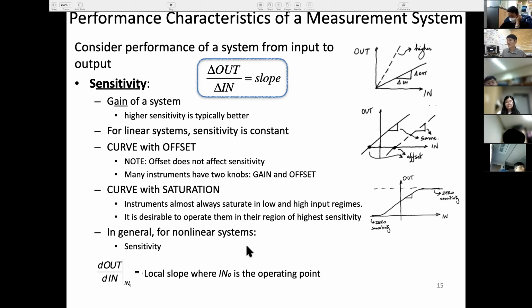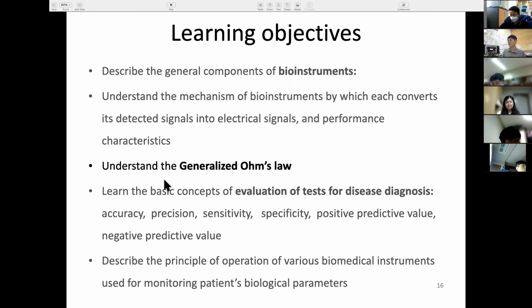So in general, every system is nonlinear. You are only finding a good, reasonable linear range and using it for your instrument. For a generalized nonlinear system, you will find the slope is changing depending on the input signal level. So you can define an instantaneous sensitivity: at, let's say, input sub-zero point, you can have this slope, and that local slope is the sensitivity at that position. Okay, that's a more general description.